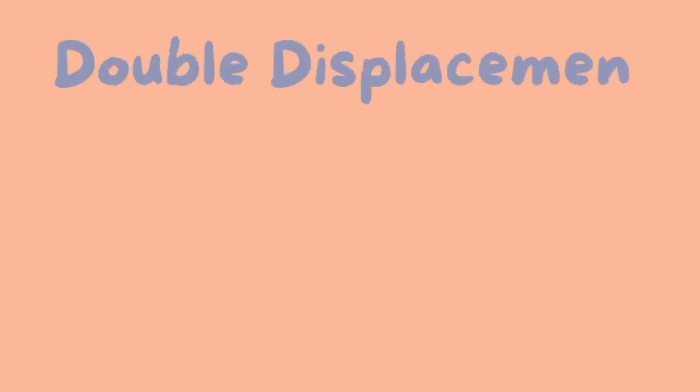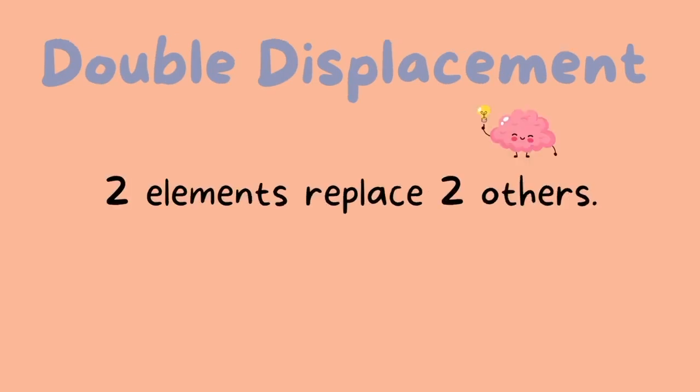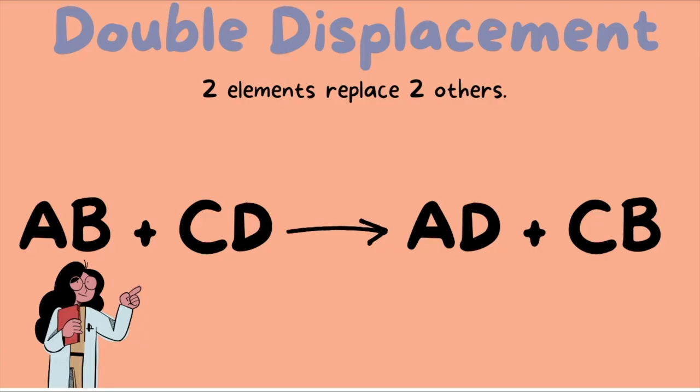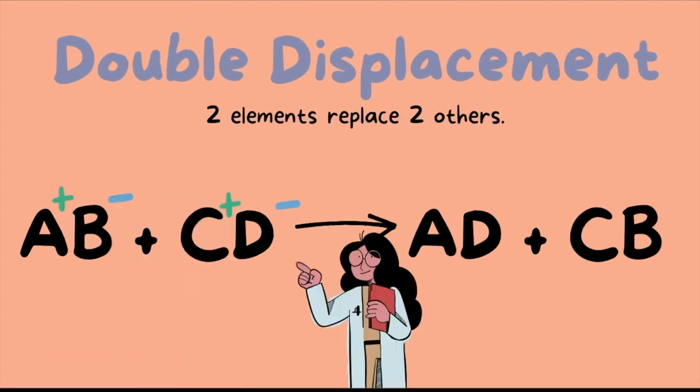Next we have a double displacement, much like single replacement, except here we have 2 elements replacing 2 other elements. This is the generic form. AB plus CD yields AD plus CB. Make note that in most compounds, there is a pair of positively charged and negatively charged elements. So we must be able to combine these in a way that we end up with a positive and negative pair. So here's how we're going to do that.